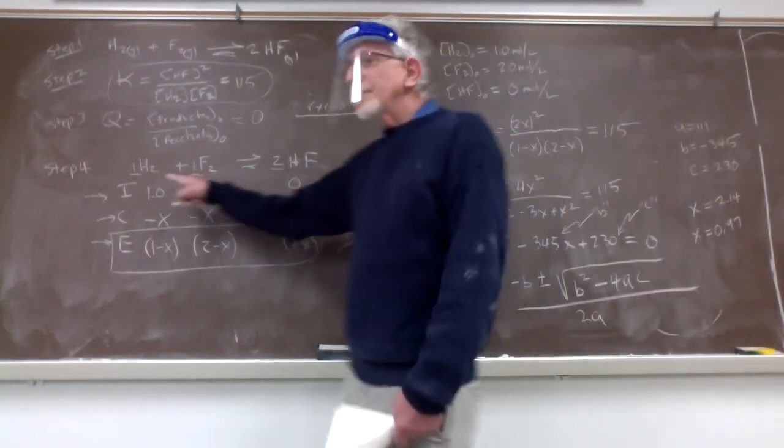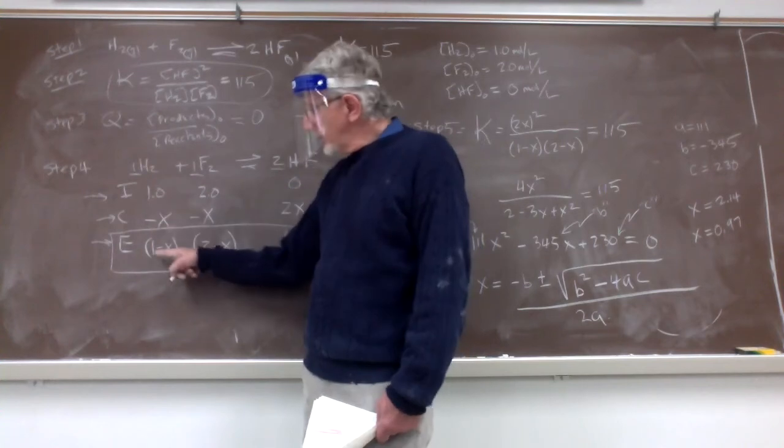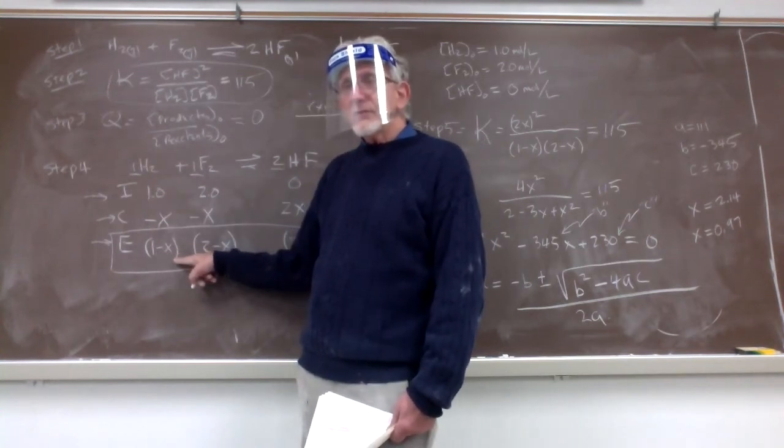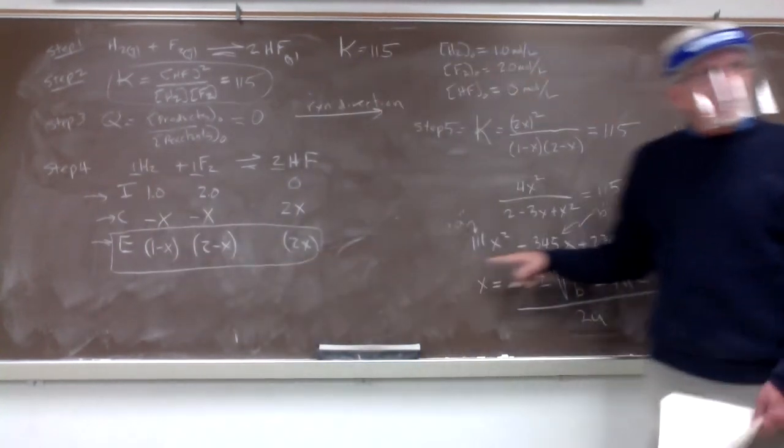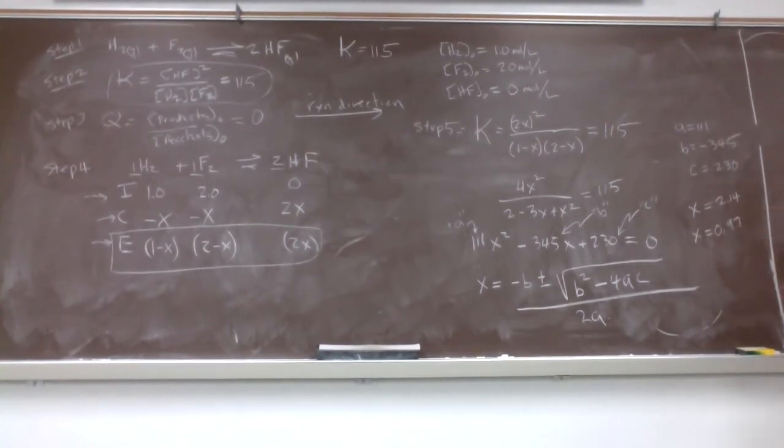What is the equilibrium concentration of hydrogen? 1 minus x. What if x were 2.14? What would we get? We get a negative concentration. There's no such thing as a negative concentration. You can have a negative change in concentration, but you can't have a negative concentration. That would be like having a negative height or a negative weight. Doesn't exist. That just doesn't make any physical sense. So we're left with this one.